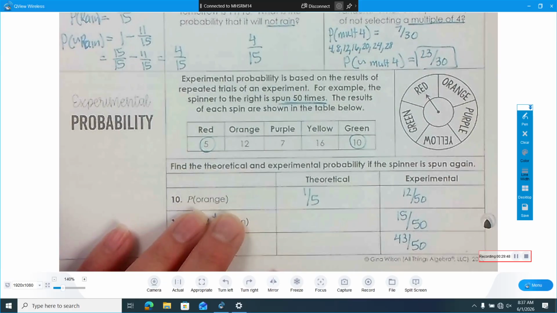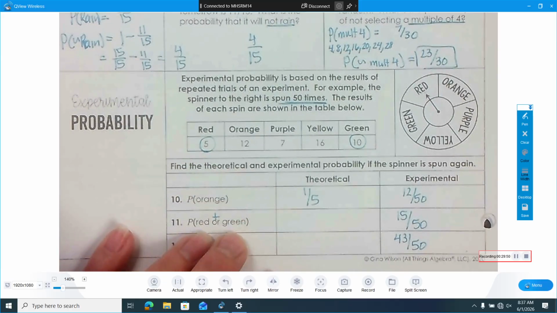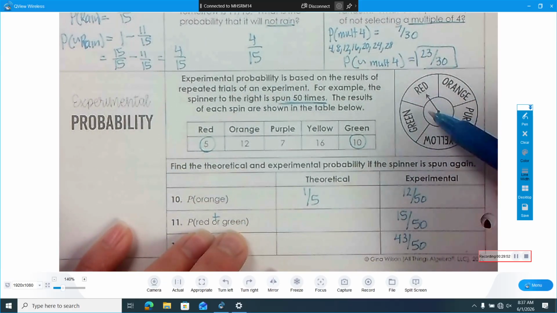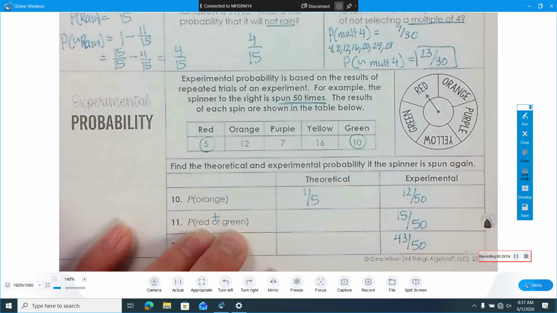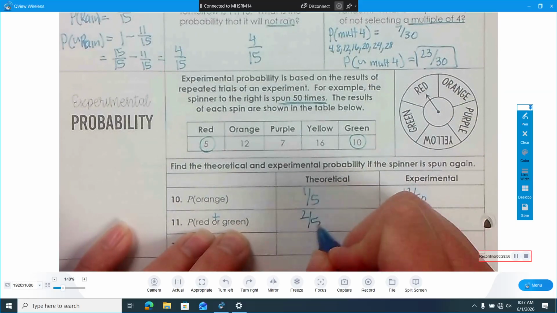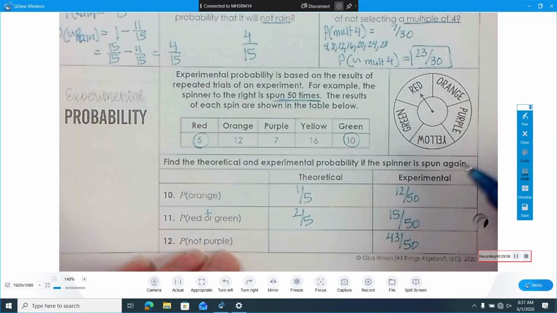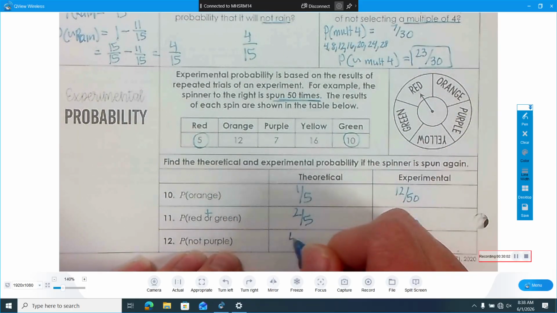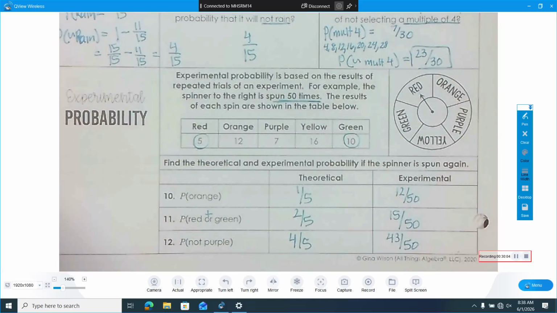What should it be if everything was equal? What's the probability of landing on a red or a green space? 2 out of 5. And what's the probability of landing on not purple? 4 out of 5. So super easy. Theoretical, look at the picture. Experimental, look at the data.